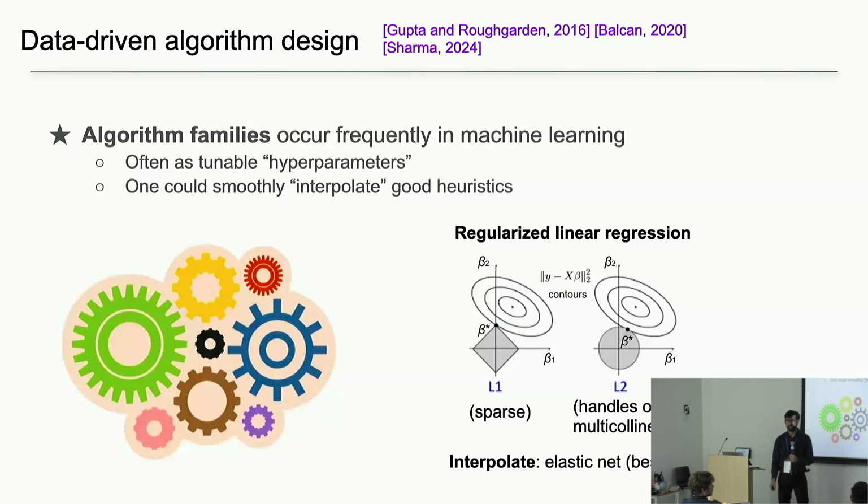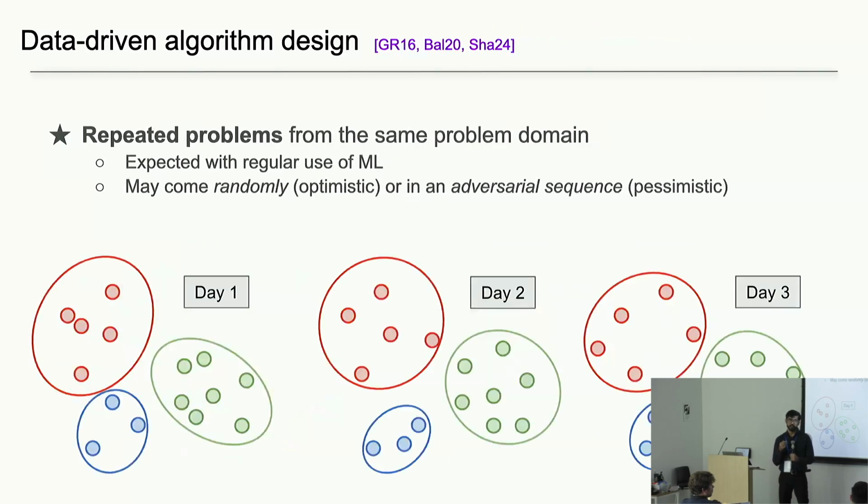You can interpolate between the two to get a combined L1, L2 penalty, right? So these are good examples of hyperparameters, but this is everywhere in AutoML. The framework takes into account these repeated problems.